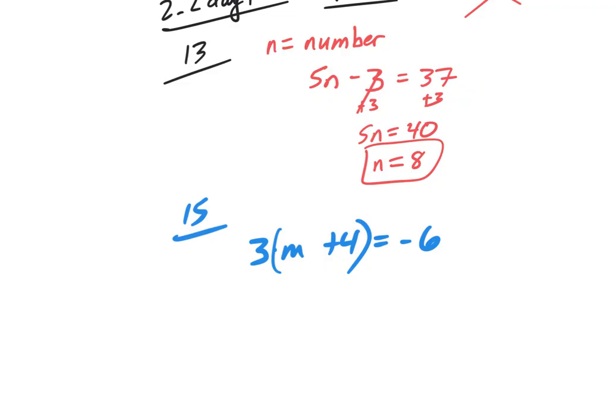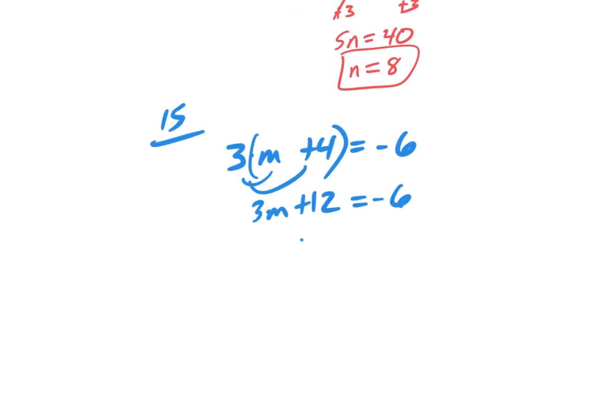And then what do we got to do next? Yeah, just solve it, right? We're going to distribute the 3. We're going to subtract 12. And we get m equals -6.